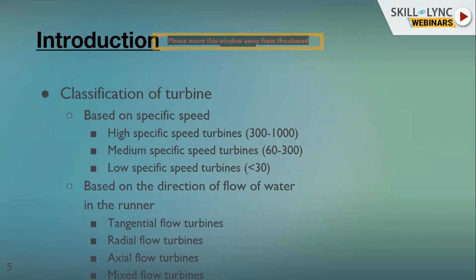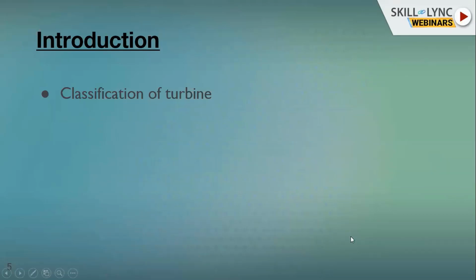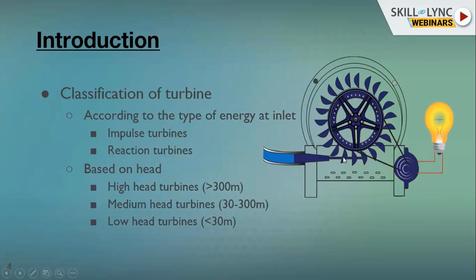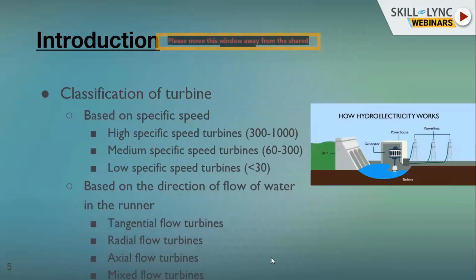All right, the next is based on the direction of flow of water. Based on the direction of flow of water, it is classified into four sub-classifications. First is the tangential flow turbine. Tangential flow means you are using a Pelton turbine, where the water comes and hits the buckets tangentially. That is, this circle is being formed and the water hits in a tangential flow manner. So this example is nothing but the Pelton turbine.